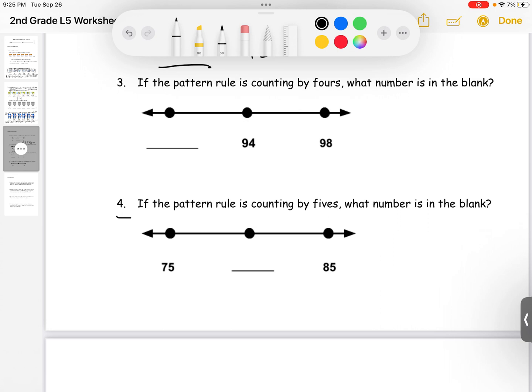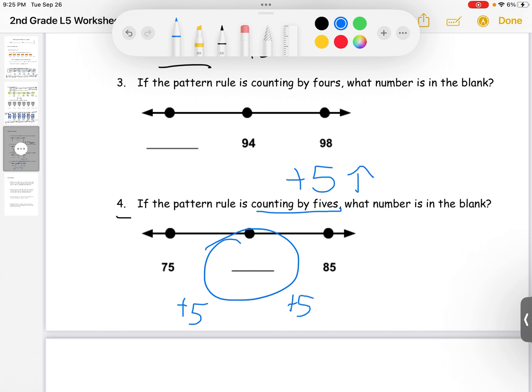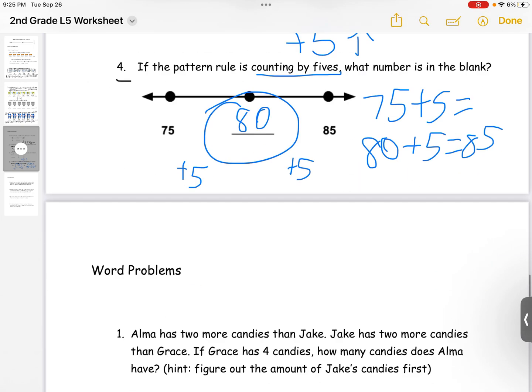Now, number 4. If the pattern rule is counting by fives, what number is in the blank? So this blank right here, we're counting up by fives, which means we're adding up by fives. So the number again gets bigger. So 75 plus blank plus blank plus 5 equals 85. So 75 plus 5 would equal 80, and 80 plus 5 would equal 85. Just like this, 75 plus 5 equals 80, and 80 plus 5 equals 85.